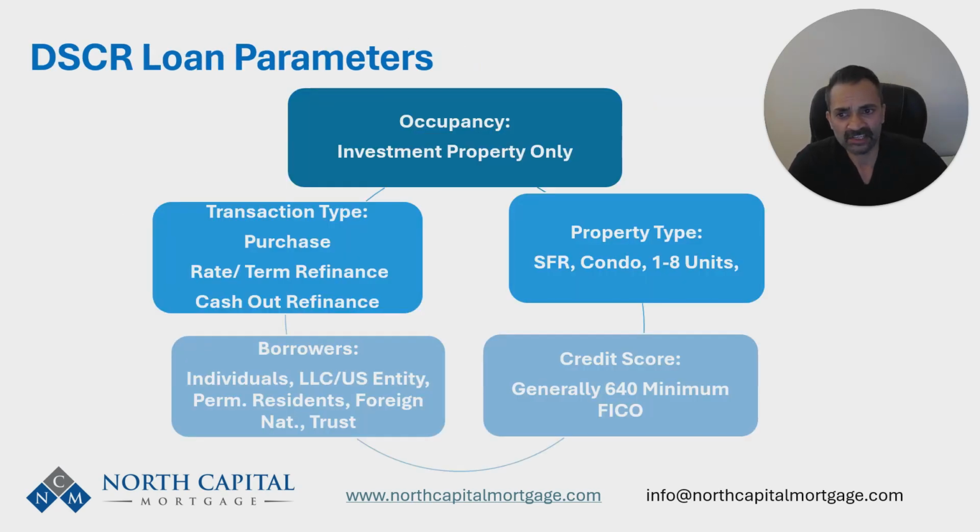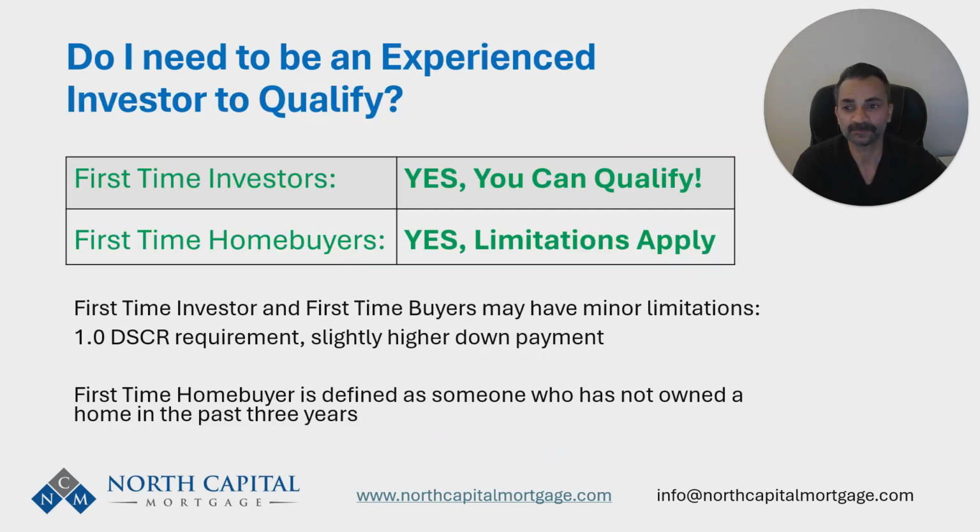Some of the loan parameters for a DSCR loan: occupancy, investment property only. That means we cannot utilize this loan for owner-occupied residences or second homes. Property type: single family detached, condominium, or 1 to 8 units. Credit score: generally 640 minimum FICO is required. Borrowers can include individuals, LLCs or U.S. entities, permanent residents, foreign nationals, or even living trusts. Transaction types: you can do purchase, rate and term refinance, or even cash out refinance.